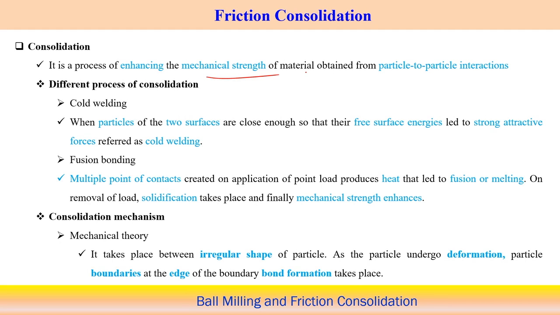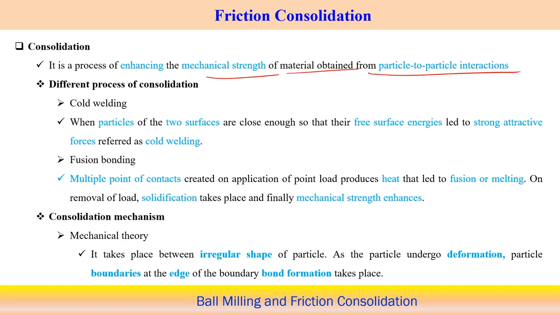Now, using all these things, when you try to analyze the ball milling operations, one mechanism is basically observed, that is called friction consolidation. This process is associated with friction consolidation. Consolidation is basically the process of enhancing the mechanical strength of a material obtained from particle to particle interaction, increasing the mechanical strength through particle to particle interaction. Now, what are the different processes of consolidation?